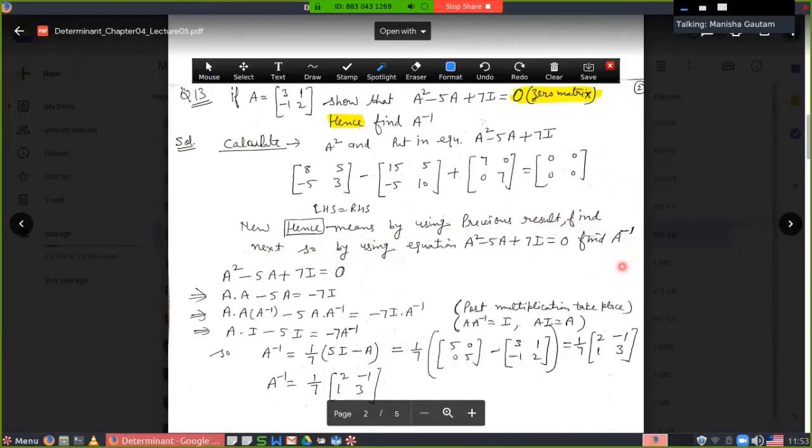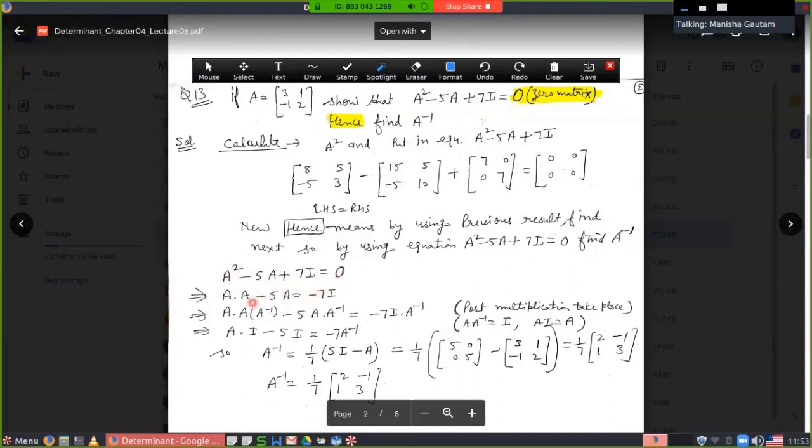If it is given that "hence", it means you have to use the previous result, then find the inverse. It means it is compulsory to use this equation to find out the inverse. Now what is the way to get the inverse from this equation? A squared minus 5A plus 7I equals 0. It is given to you.